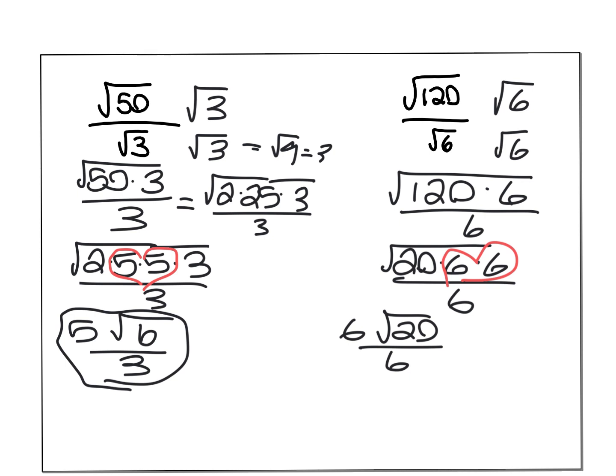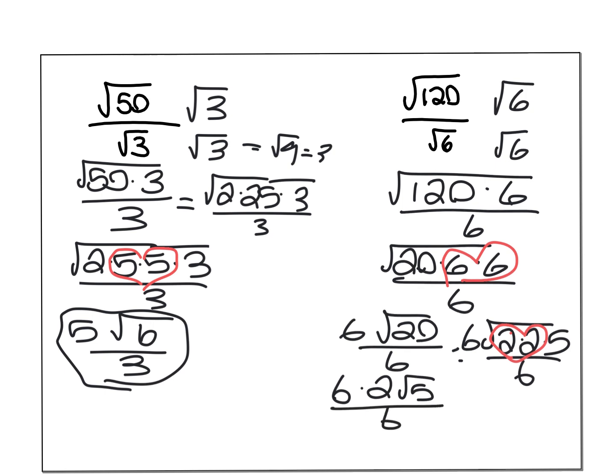All right, I know I can break down the square root of 20. So that equals, and that's 4 times 5, which is also 2 times 2 times 5, all over 6. Oh, look, it's another couple. They get to come out. So now I've got 6 times 2 square root of 5 all over 6.